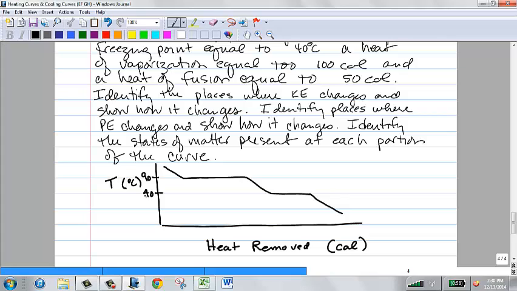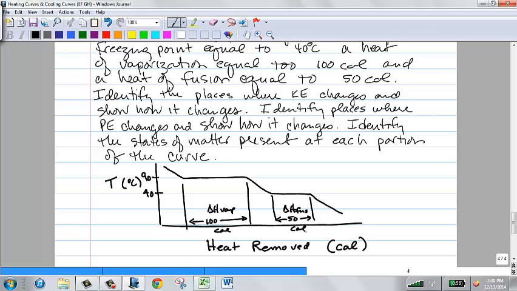It has a heat of vaporization equal to 100. Heat of vaporization is this corresponding distance. So the heat of vaporization is 100. And I kind of anticipated that going in. I knew the second one should be shorter. So the heat of fusion here, it says, is 50 calories.